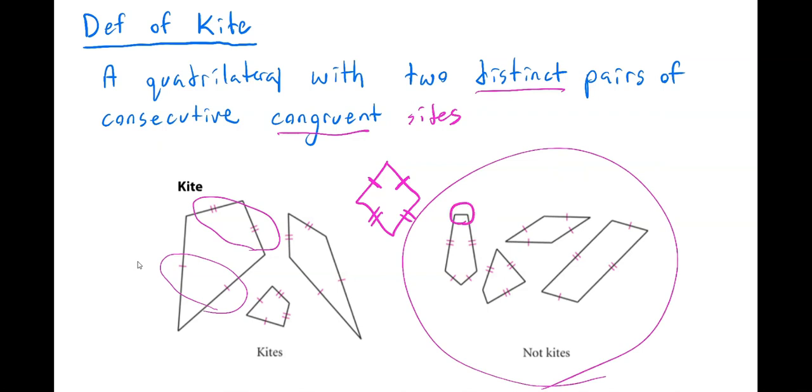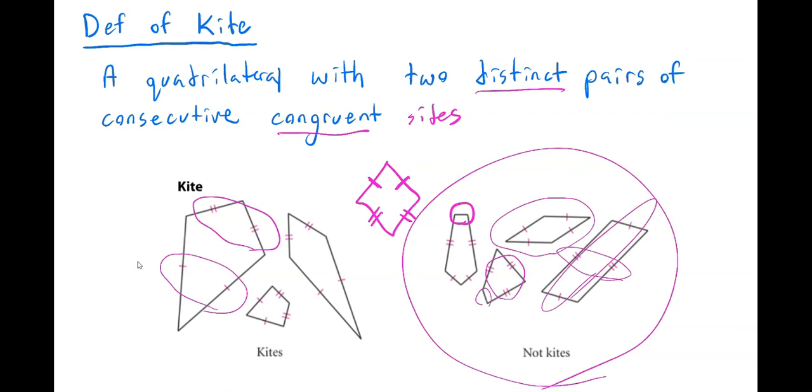Okay. These are not kites. This one because it has a 5th side. This one because it just has 3 that are congruent and nothing known about the other. This one is not a kite because it's actually got all 4. These are not 2 separate pairs. This is all 4 sides congruent. And then this last one is opposite sides are congruent, not consecutive sides.